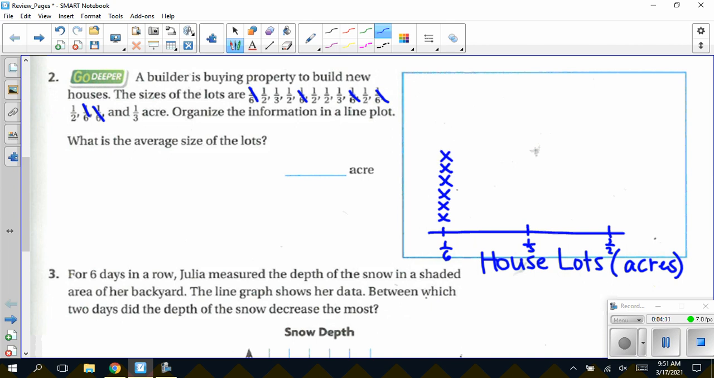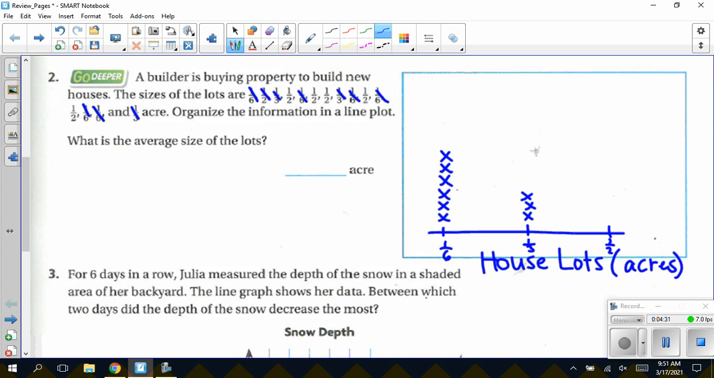I'm going to do the same thing now for the 1/3. I have 1, 2, 3 of the 1/3. So 1, 2, 3. I try to keep my X's the same size so that way I don't make it a misleading line plot. And then finally the 1/2.